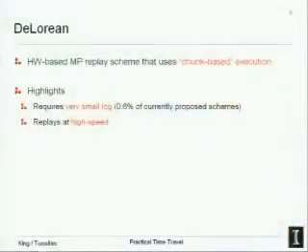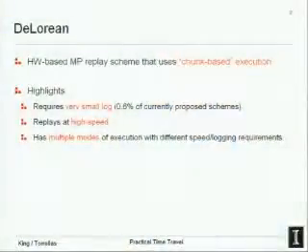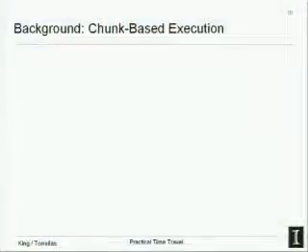The highlights are that it requires a very, very small log, less than 1% of currently proposed hardware systems. It replays at very high speed. This could be particularly important for the fault-tolerant environment. And then it has a knob that allows us to trade off speed versus logging requirements. Depending on what stage in your debugging process, you may want to use one or the other values of the knobs. To explain DeLorean, first I need to explain what I mean by chunk-based execution.